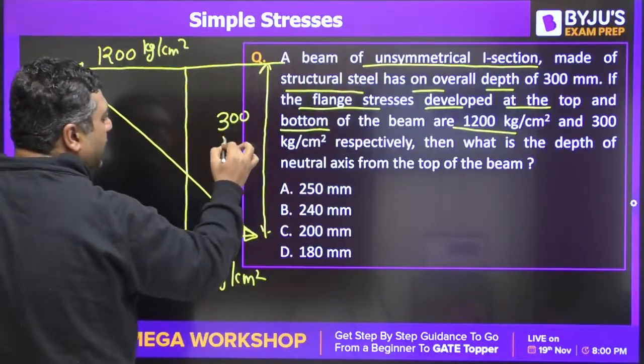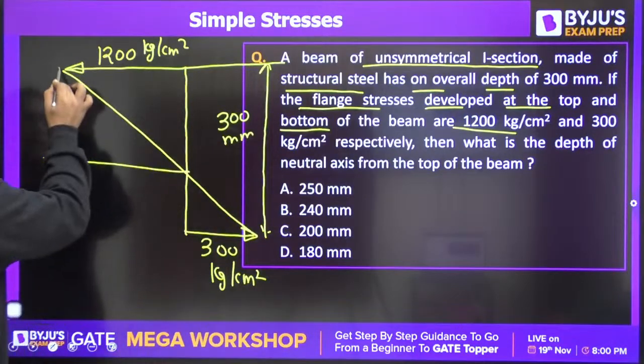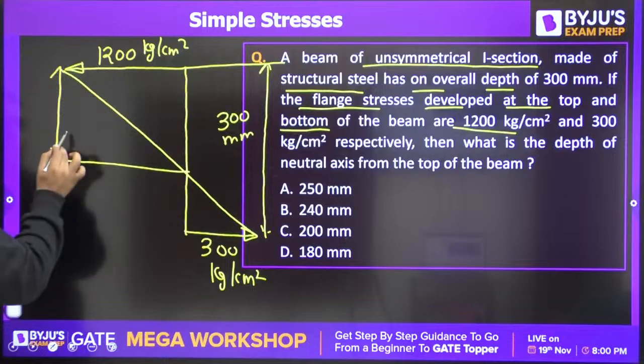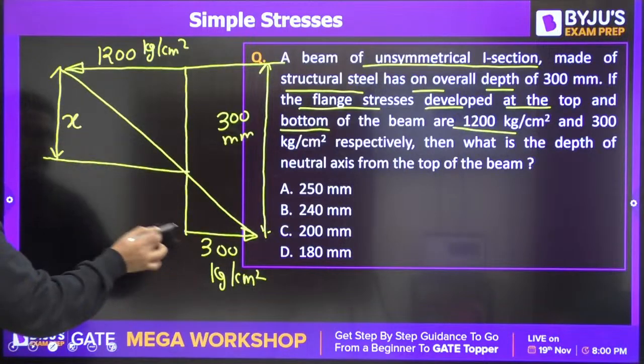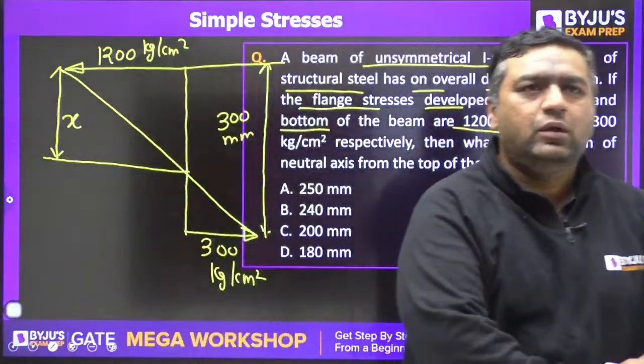Total depth is 300 mm. So you need to find out the distance from the top fiber to the neutral axis. Assume it x. Try to find out. This is a very easy question, I feel so.